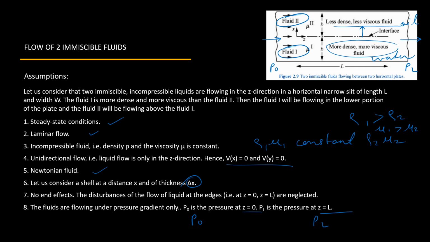So now let's do the shell momentum balance. Applying momentum balance at shell, we obtain rate of molecular momentum in, that is tau xz at x, minus rate of molecular momentum out, tau xz at x plus delta x, into WL, plus external force acting on fluid, that is P naught minus PL upon L, into WL delta x, equals 0.